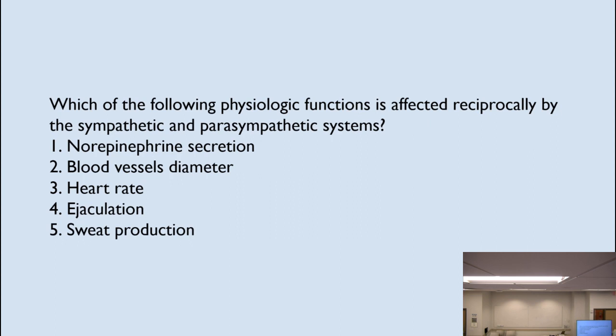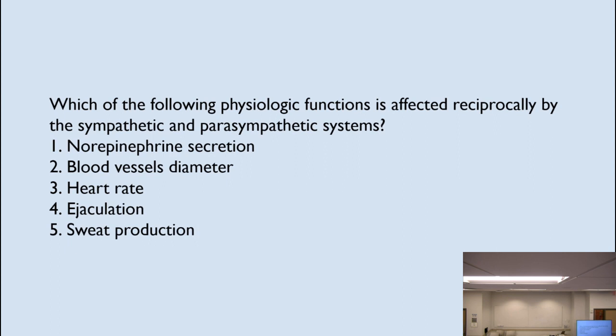we have some functions that are only functions of the sympathetic nervous system. For example, norepinephrine is something that is a function of the sympathetic nervous system. Blood vessel diameter is a sympathetic nervous system function. You increase the frequency of the firing, you will have constriction. You decrease the frequency, you have dilation. There is no parasympathetic activity, or at least not reciprocal. You don't need to increase the parasympathetic to dilate the blood vessel. You simply need to stop the sympathetic stimulation.